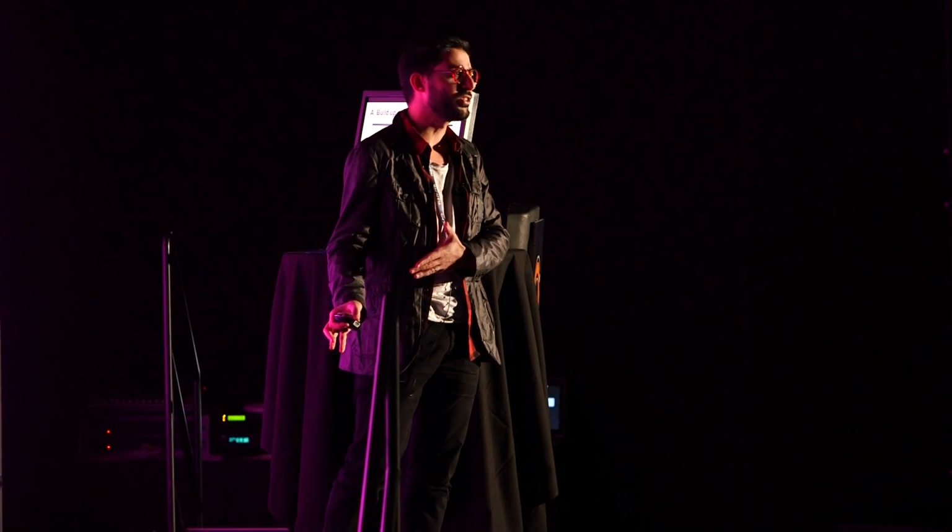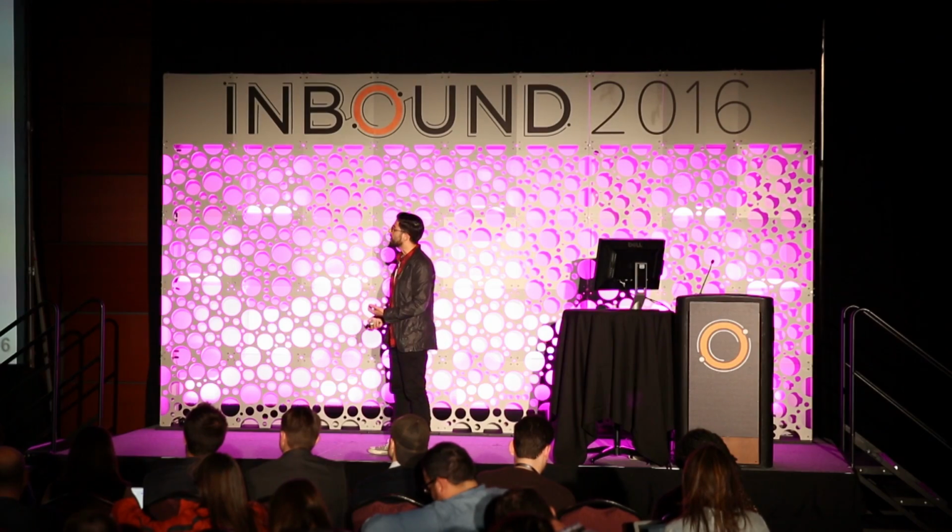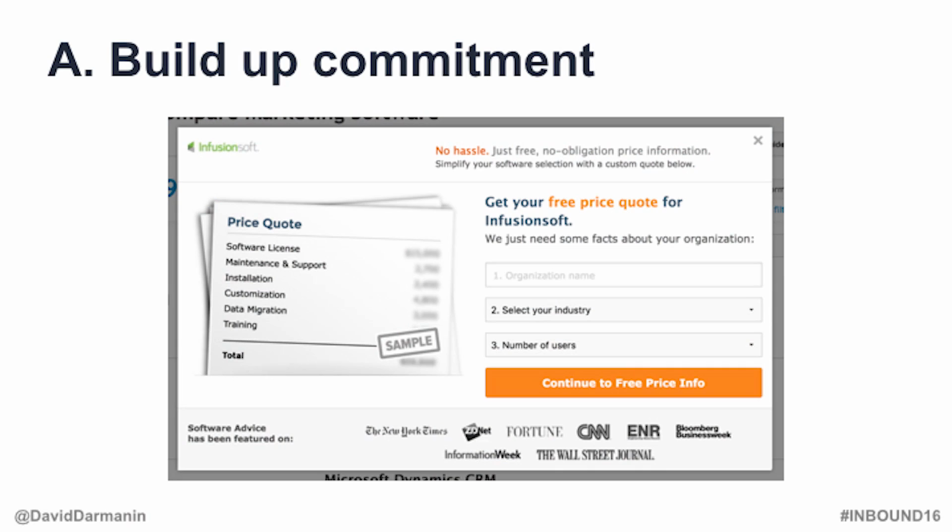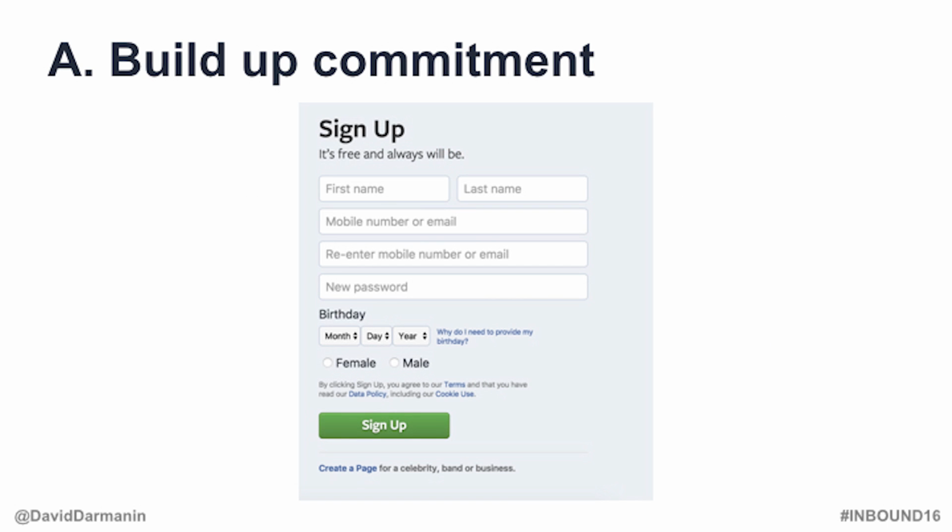2 steps in, you won't want to leave. So you build up commitment. There's another example. They had like an 8-field form with no explanation of the fields, and so we made it a little bit easier. Yeah, even Facebook could potentially improve this a little bit.